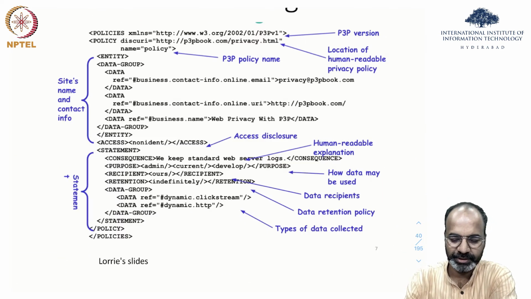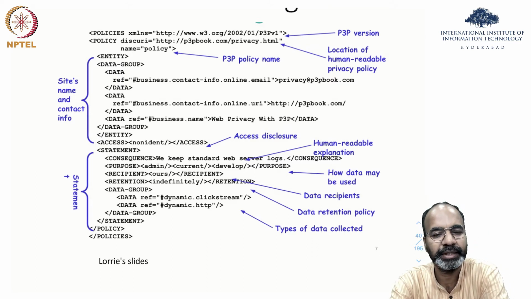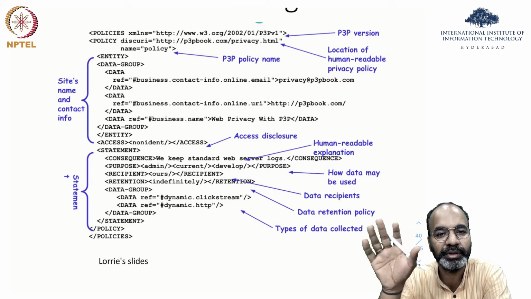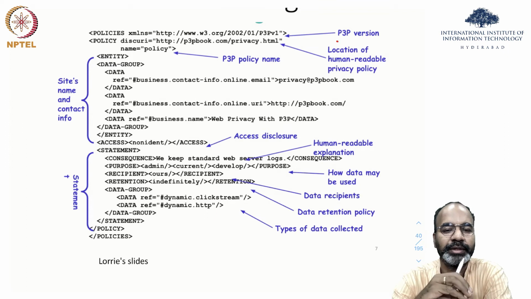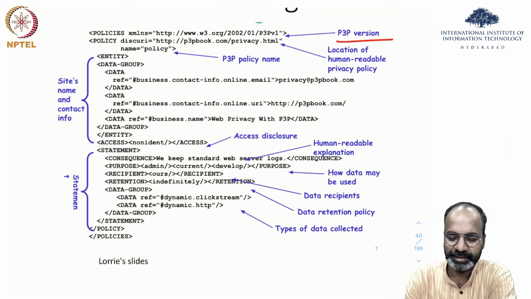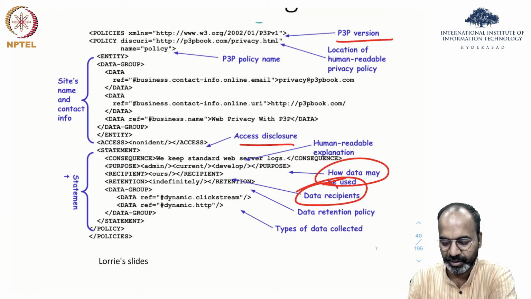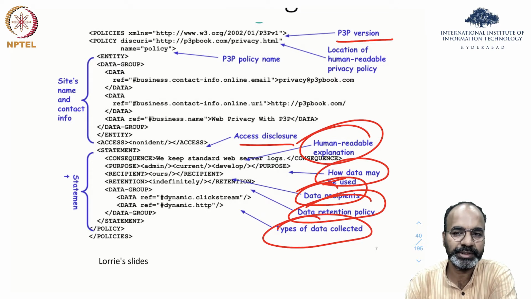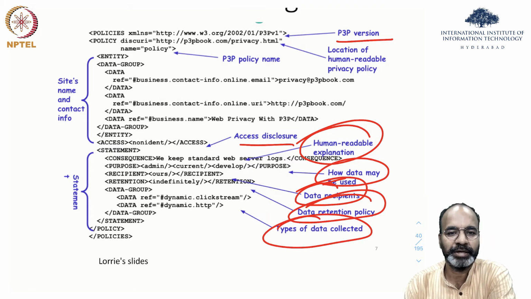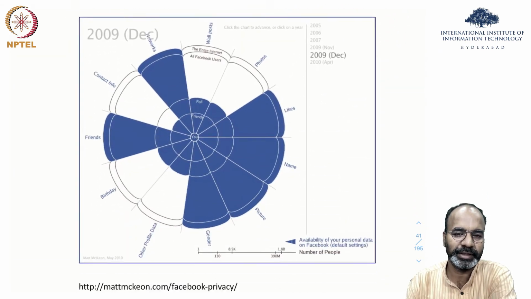We spent some time on an XML example where we saw a real-life natural language privacy policy being converted into this XML. For example, what is the P3P version, who has access to it, how data may be used, who are the recipients of the data, types of data collected, how long the data can be kept, and an explanation for the policy. Given that it's XML, you can also generate your own tags and use them.